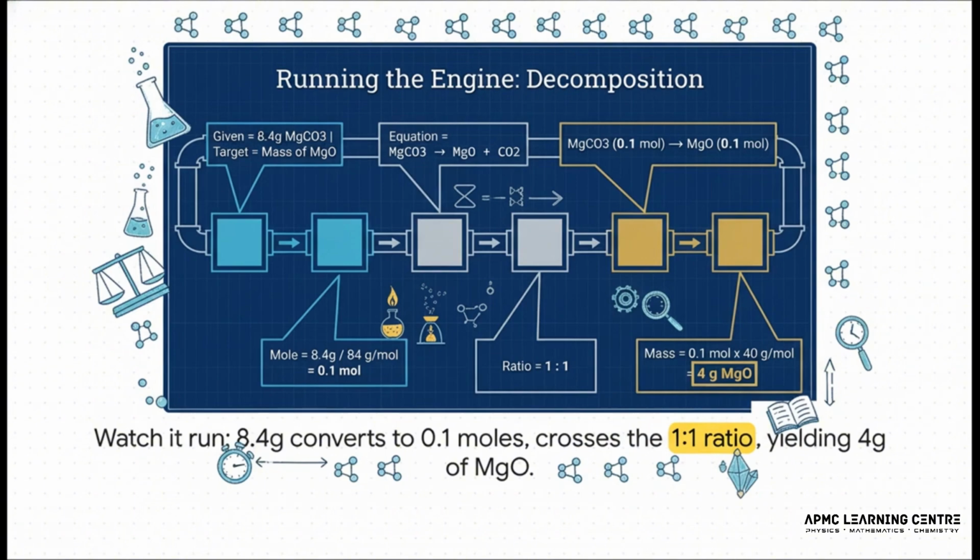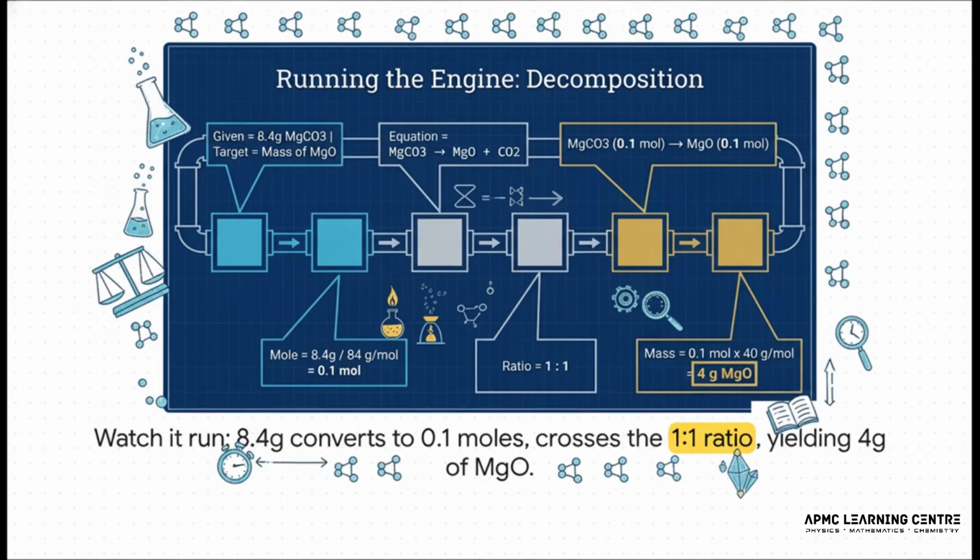Okay, let's watch this thing in action. It's like a pipeline. We start on the left and feed in our given value, 8.4 grams of magnesium carbonate. Boom. First step, we convert that to moles, our ticket to the central hub. So 8.4 grams divided by the molar mass gives us 0.1 moles.